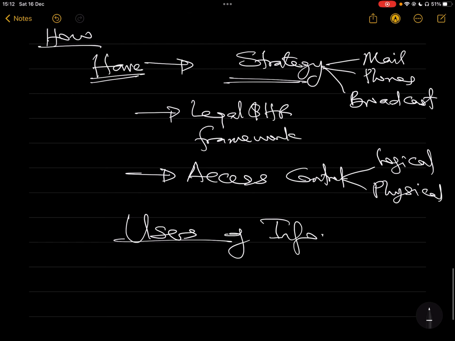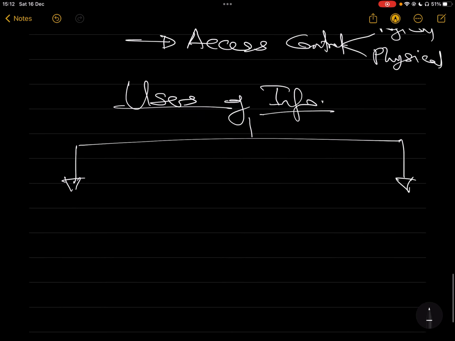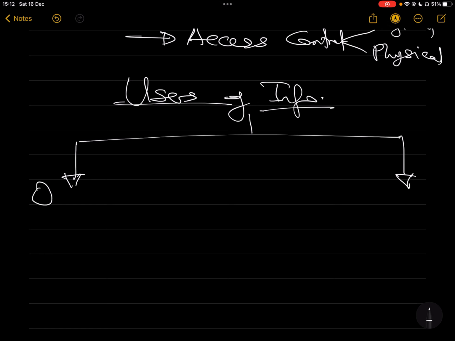So users of information can be grouped into three. And if you remember your business technology paper, this was actually also dealt with. So you have three levels of information users. The first one is the operational level. These are the guys on the shop floor, the officers, the people that work every day who need information. They use information to do their day-to-day activities. So usually this information is very detailed.